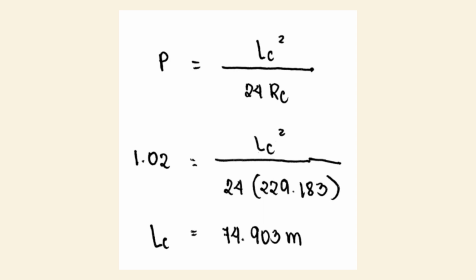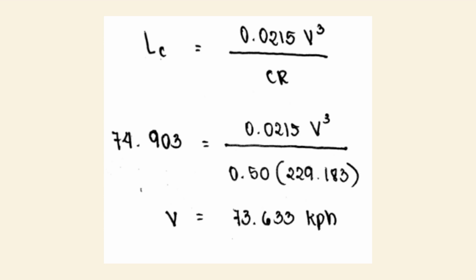Since we now have the value of R, we can now solve for L. Using the formula P is equal to L squared over 24R and substituting the values, we have 1.02 is equal to L squared over 24 multiplied by 229.183. So our L is equal to 74.903 meters.